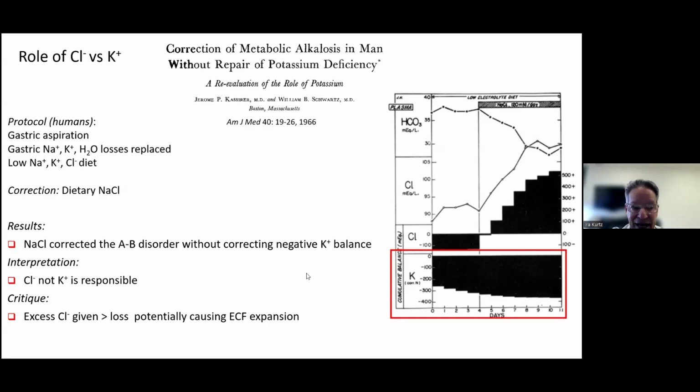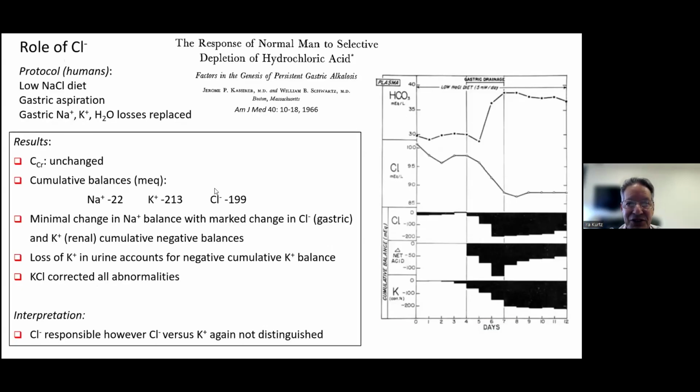They didn't correct that. So what they interpreted this to mean is that the chloride is what is responsible here, not the potassium, because they could correct the metabolic alkalosis just with sodium chloride, even though they still had potassium depletion in the body. However, this study was criticized because it was felt they gave too much chloride, and they actually didn't go back to neutrality, but they went above normal, and maybe chloride expanded the body, or maybe they caused volume expansion, and the volume expansion was associated with correction of the metabolic alkalosis. So again, it wasn't a perfectly clear study.